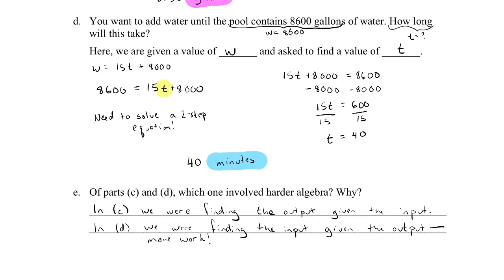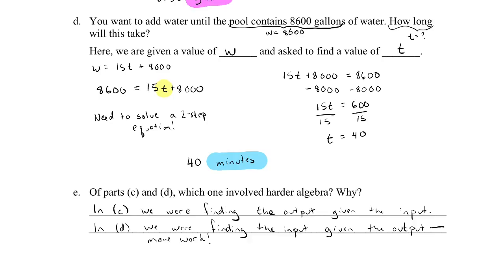Now, we didn't need to know that in advance, because when we plugged in what we knew and looked at the resulting equation, we could see that in part C, we just had to work out the arithmetic. In part D, we had to solve a two-step equation. We don't need to know that in advance. We just need to look at what we've written.